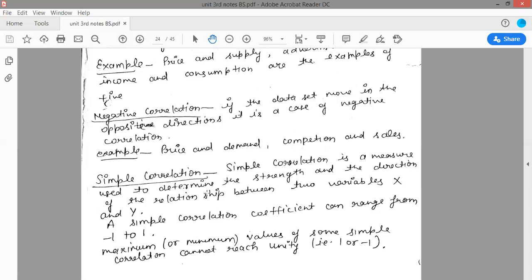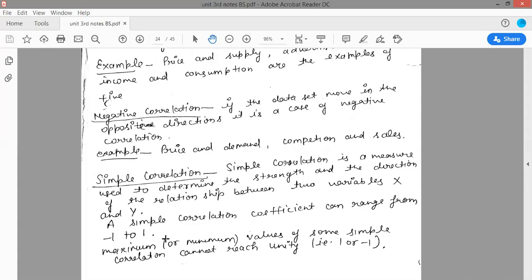Next one is simple correlation. Simple correlation is a measure used to determine the strength and the direction of the relationship between two variables x and y. What is this line saying? Simple correlation is a measure used to determine the strength and the direction. Strength and direction means a simple correlation coefficient can range from -1 to 1.